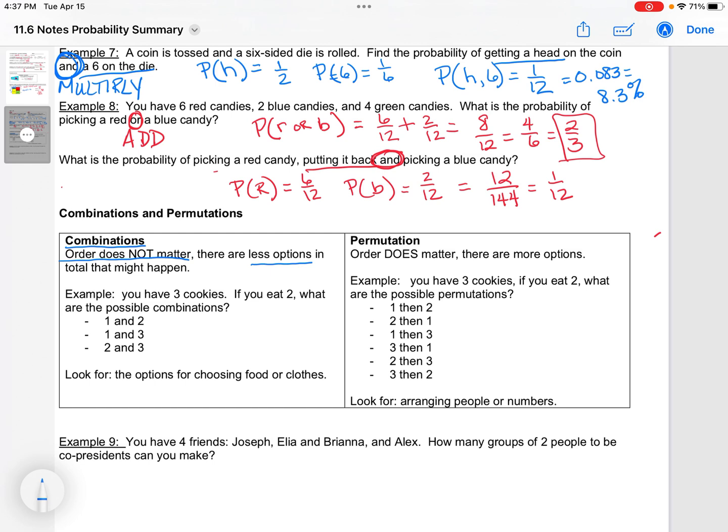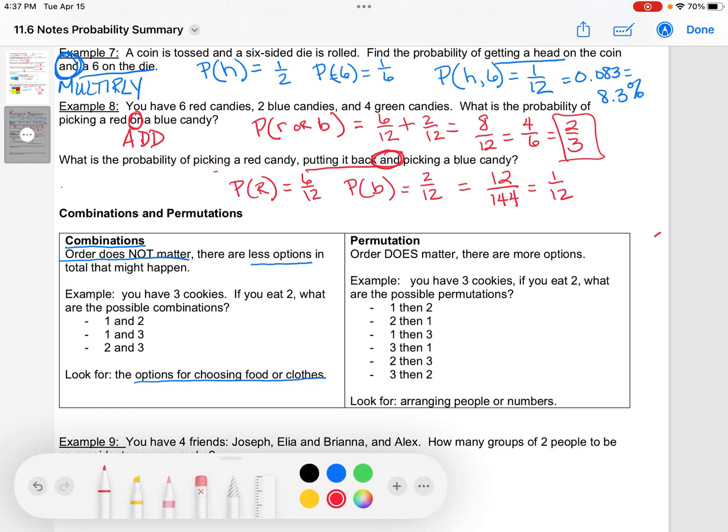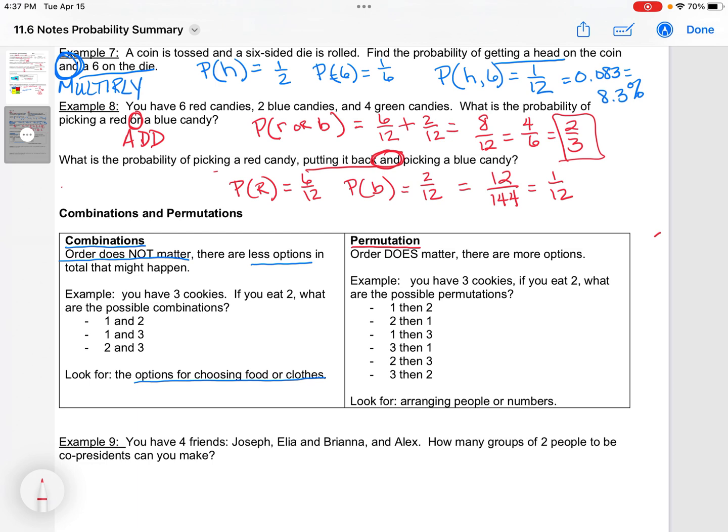So if you have 3 cookies and you eat 2, you can eat the first one and the second one, the first one and the third one, or the second one and the third one, okay? So a lot of times those are options for choosing things. Permutations, order does matter. And so there's more options, which seems backwards, but there you go. So combinations, we had kind of the same amount of options, but we had to get rid of some of them because it didn't matter if they were in reverse order. So we had to take out the ones that were just reversed.